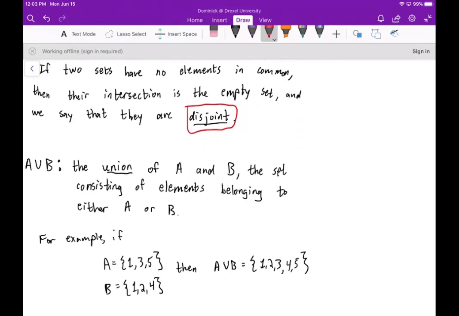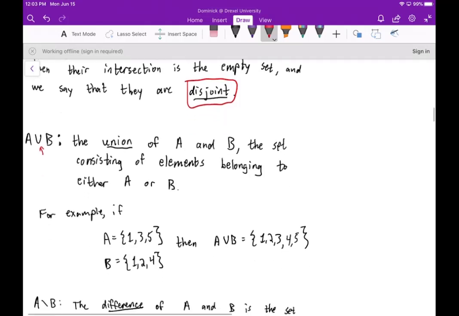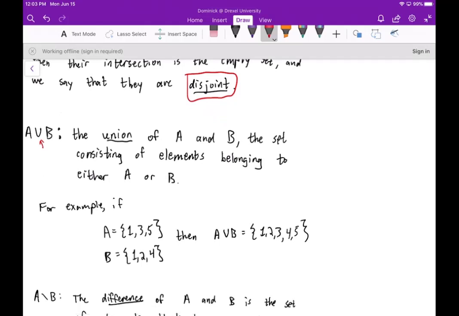Now, the next type of set operation that we'll talk about is sort of the opposite of the intersection, and here we use the regular U, and this is used to represent the union. If you have the union of A and B, that would be the set that consists of elements belonging to either one or the other, or both, we should also say. So this is sort of an inclusive union.